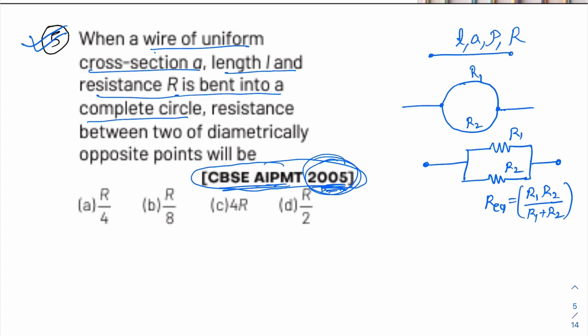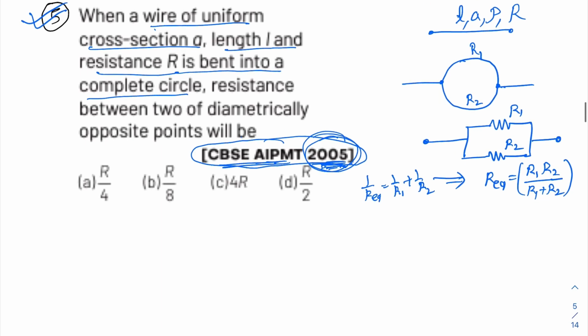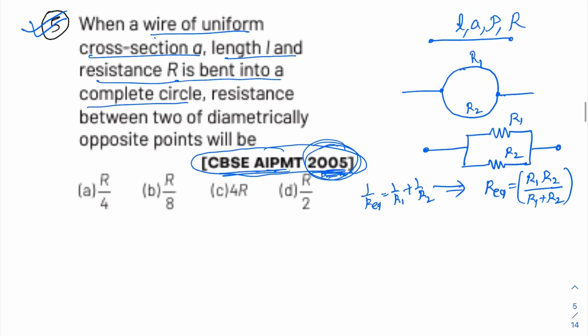This is simple, okay. How do we get this? You can simply write 1 by R equivalent equal to 1 by R1 plus 1 by R2, and from this we can write R equivalent equal to R1 R2 by R1 plus R2. What will be the R1?